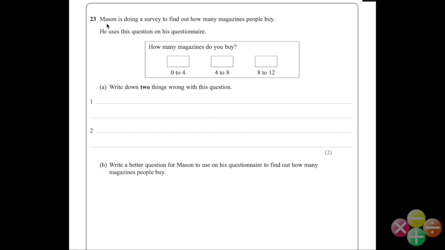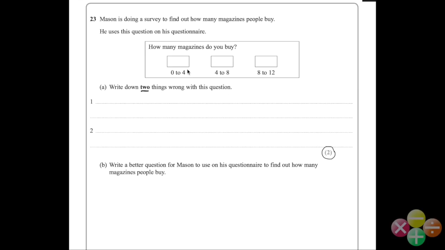Question 23. Mason is doing a survey to find out how many magazines people buy. He uses this question on his questionnaire. How many magazines do you buy? 0 to 4, 4 to 8, and 8 to 12. Write down 2 things. There's a mark for each because it's a 2-mark question. Write down 2 things wrong with this question.